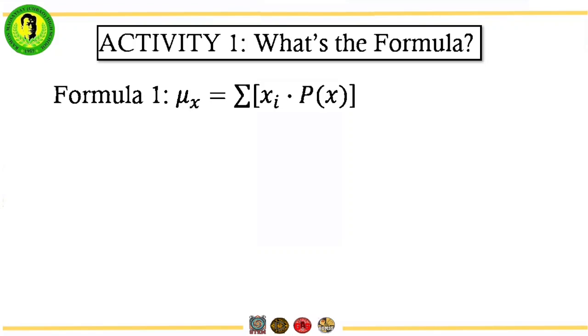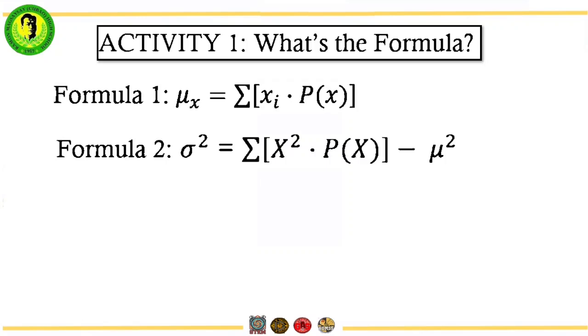So what do you mean by mu of x? It is the average, or the mean of the discrete random variable. Okay, so for our second formula, this is sigma squared. So what do you mean by sigma squared? Sigma squared is for the variance of the discrete random variable. So if we want to compute for the variance of the discrete random variable, we will use this formula.